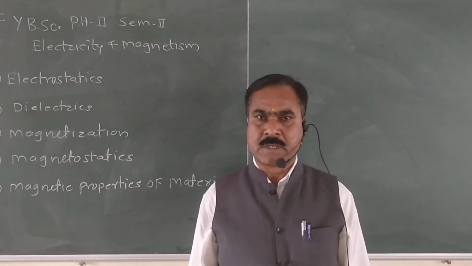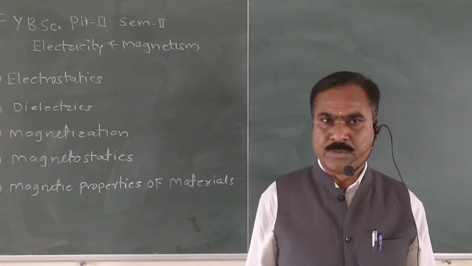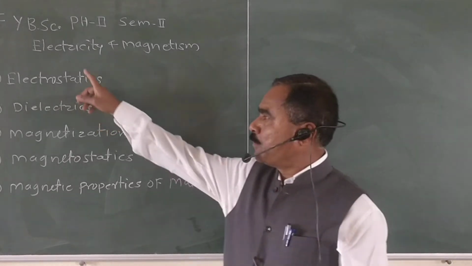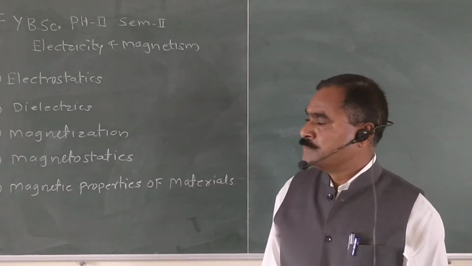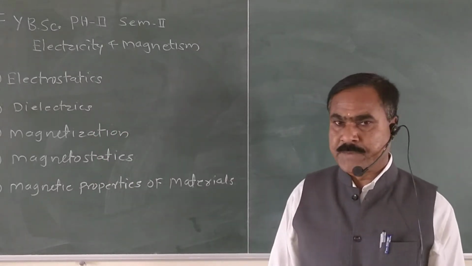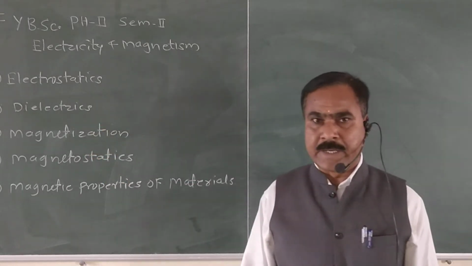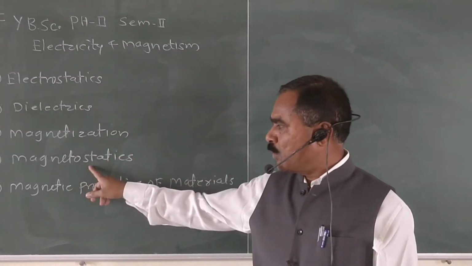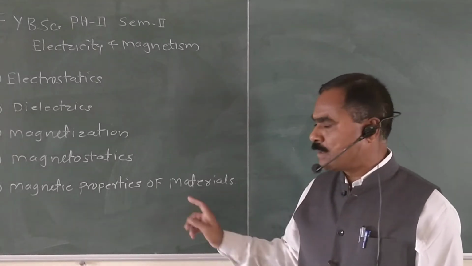My name is Dr. Rangnath Kole, and in this semester I am going to teach you the paper second of physics. The name of the paper is electricity and magnetism. Now this paper contains a total of 5 chapters. The first chapter is electrostatics, second is dielectrics, third magnetization, fourth magnetostatics, and the last one is magnetic properties of material.